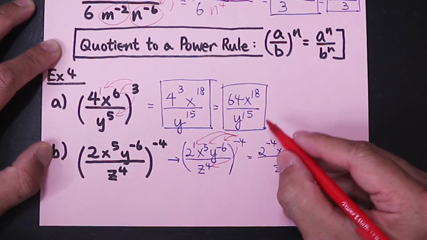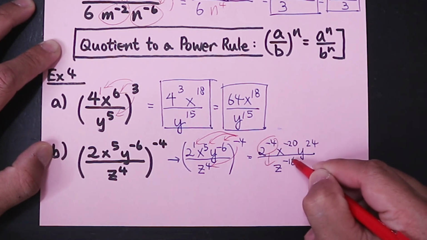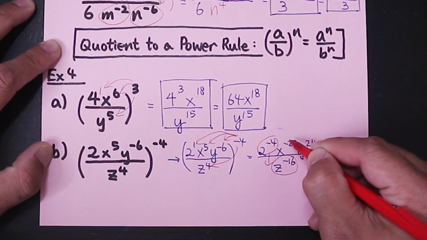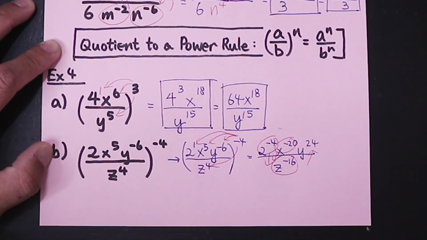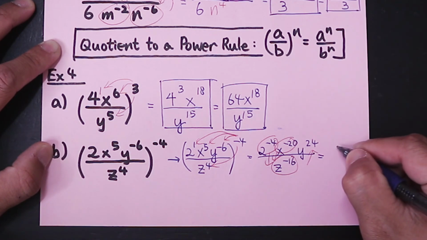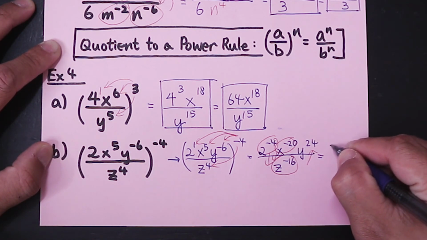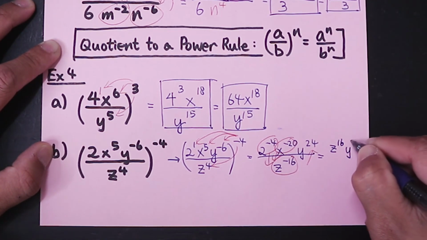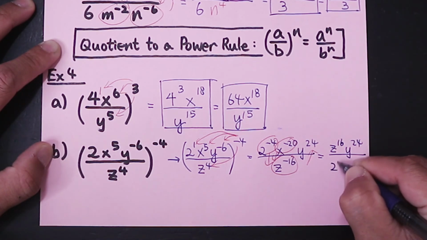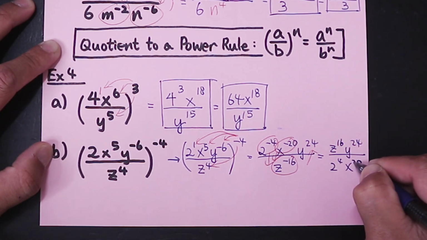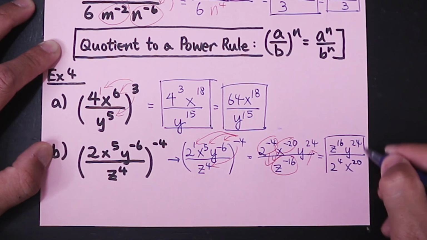Then finally, you do circle, arrow. Okay, circle, arrow, and then circle, arrow. So that way you have z to the 16th on the top, y to the 24th, all over 2 to the 4th, x to the 20th. And then this is your final answer.